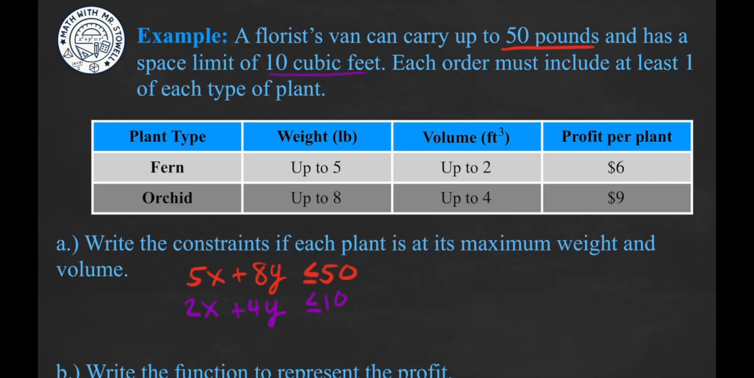So we have 2 times the fern, which is our x value, plus 4 times the y value, which is the orchid. The last thing we know for our constraints is that we must include at least one of each type of plant. So we must sell at least one fern and one orchid. So x has to be bigger than or equal to 1, and y is bigger than or equal to 1. So this represents our system of inequalities.